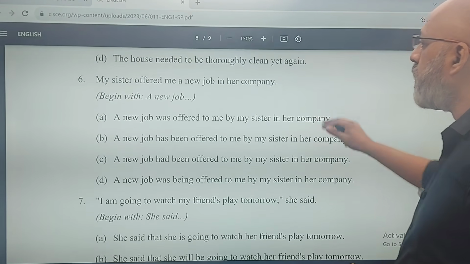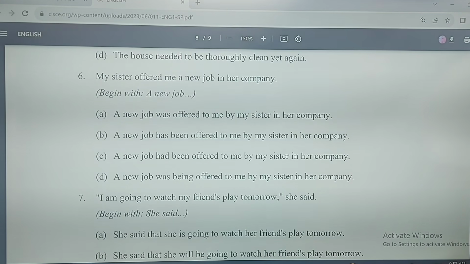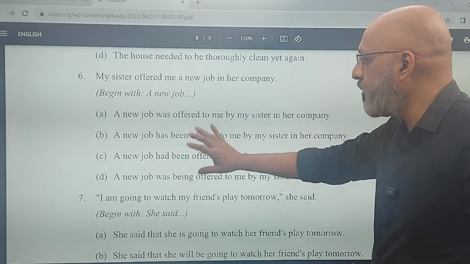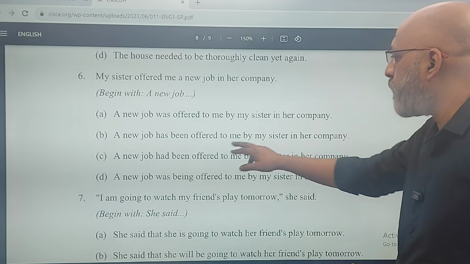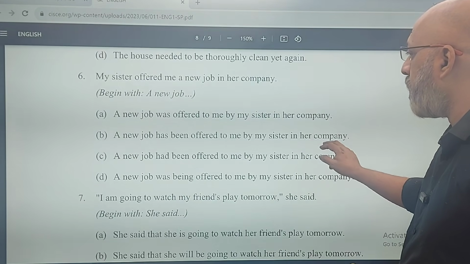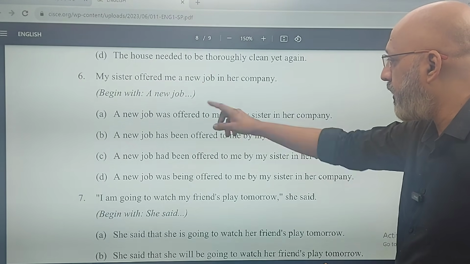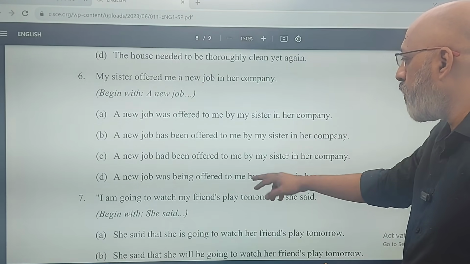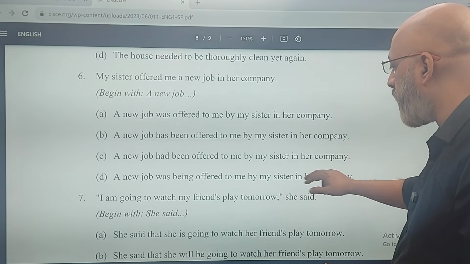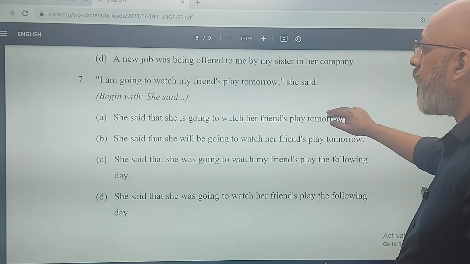My sister offered a new job in her company. A new job was offered to me by my sister in her company. Sixth ka A. Option A is the right one. B, C, D bhi dekh lo. A new job has been offered to me by my sister in her company. Was offered hai na? Offered ki baat ki gayi hai. A new job had been offered. A new job was being offered. It is not a continuous tense.